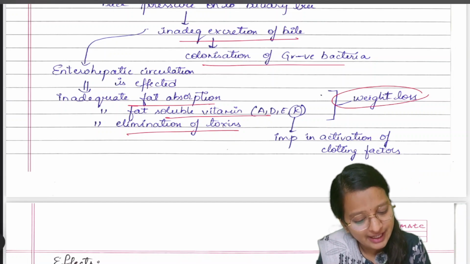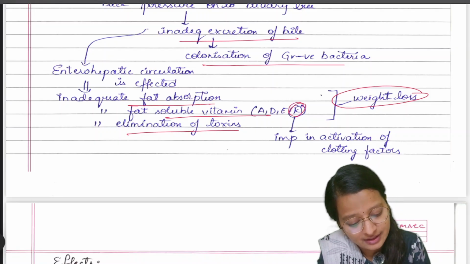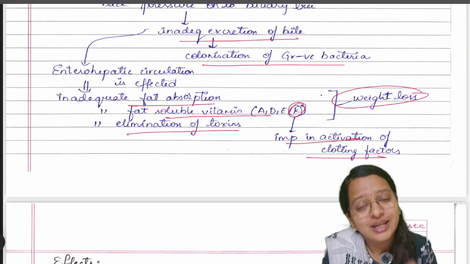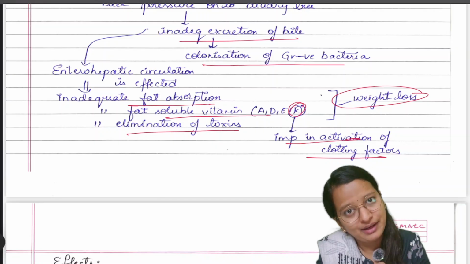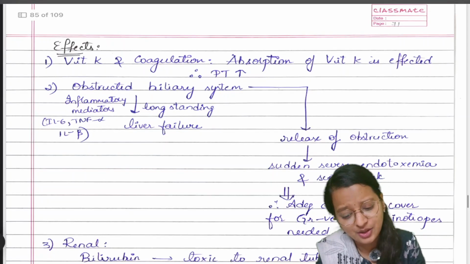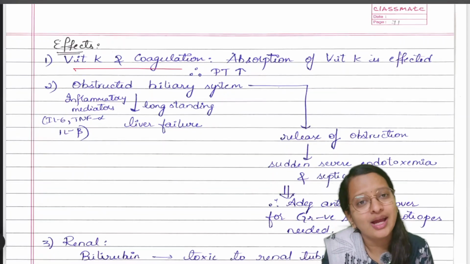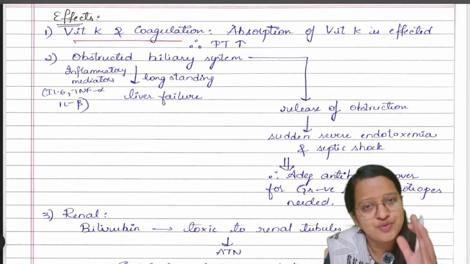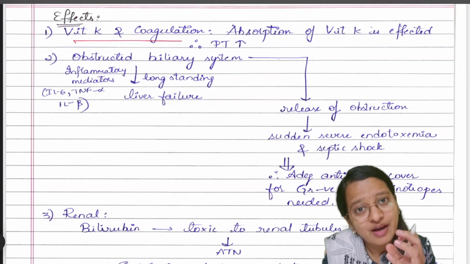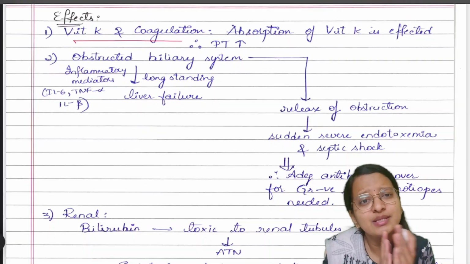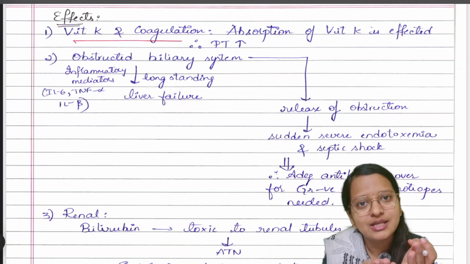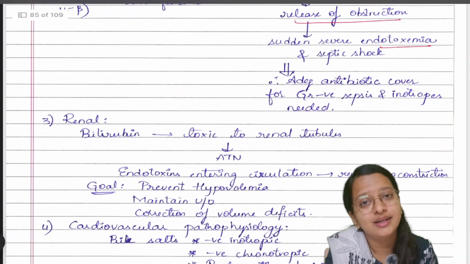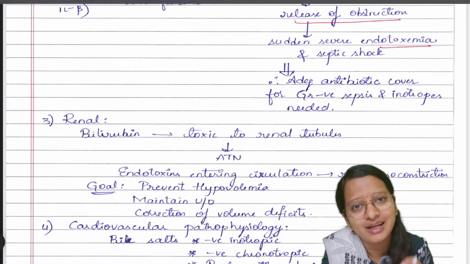So there will be weight loss, and due to deficient vitamin K, there will be derangement in the activation of vitamin K dependent clotting factors. So these are your effects. Vitamin K deficiency causes coagulation abnormalities, and BP is raised. And if we leave the obstruction of the biliary system in such a way, it will lead to liver failure. Now if I have removed the obstruction, there will be sudden release of endotoxins into the blood, causing septic shock. So if we release, there will be sudden endotoxemia and septic shock. So definitely you have to give proper antibiotic coverage.